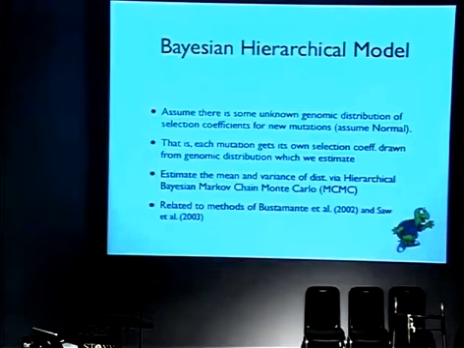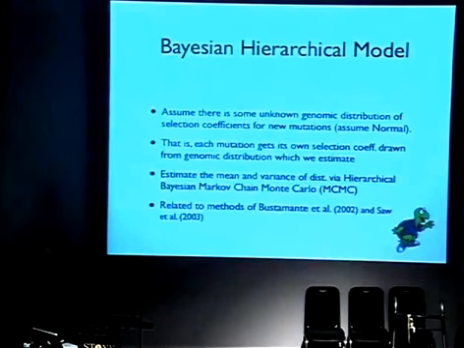But what I'm going to do is fit a Bayesian hierarchical model where I make some assumptions. I'm going to assume that there's some unknown genomic distribution of selection coefficients, and that that distribution is normal. That is to say, each mutation is going to get its own selection coefficient drawn from some genomic distribution. Okay? We're then going to estimate the mean and the variance of that unknown distribution using MCMC.